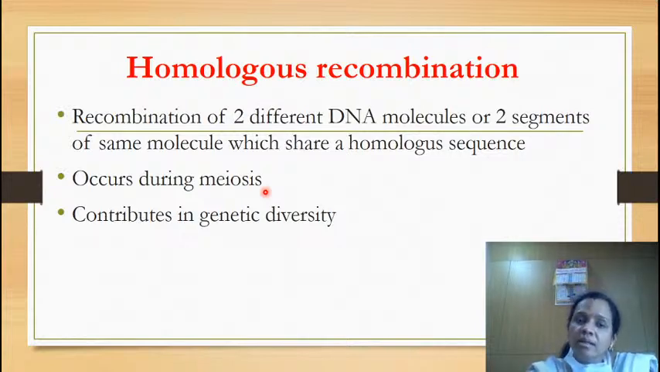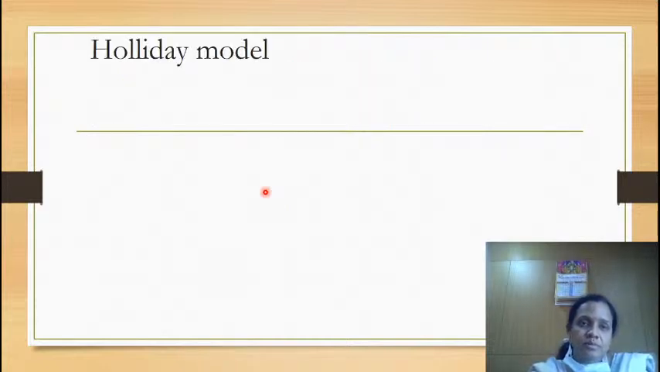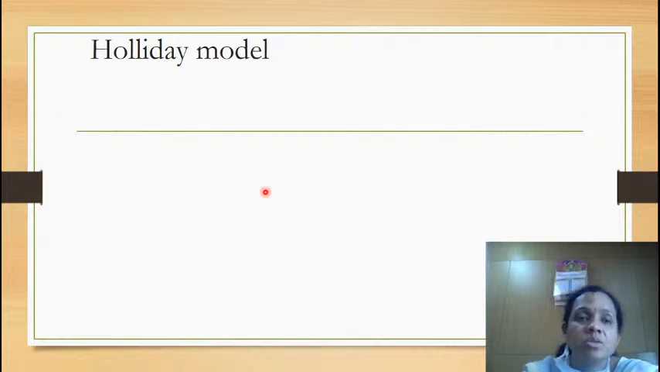So during meiosis, what will happen? There will be a mix up of recombination. Some part will randomly join with another part of the chromosome. That is the reason for the genetic diversity. Now, as I told you, we have two to three types of homologous recombination, but the commonest one is the Holliday model. So we'll be learning the details about this Holliday model only.